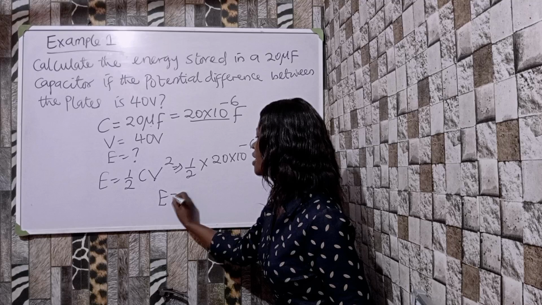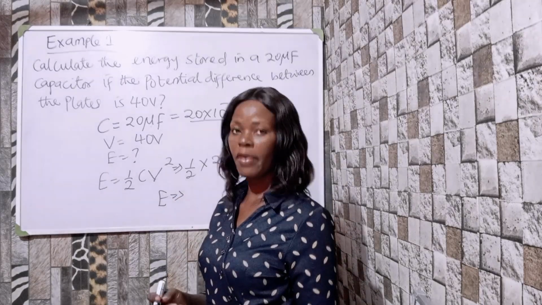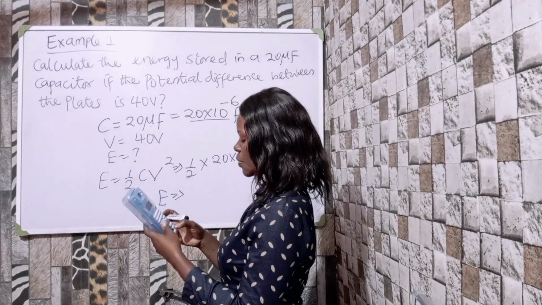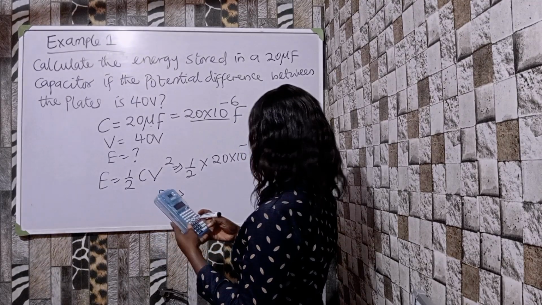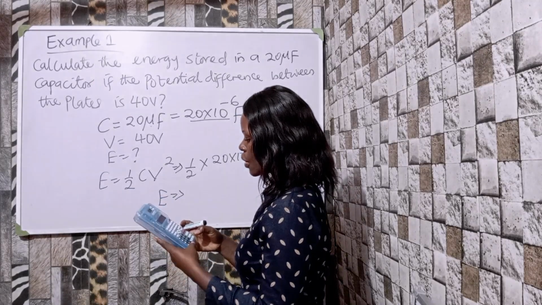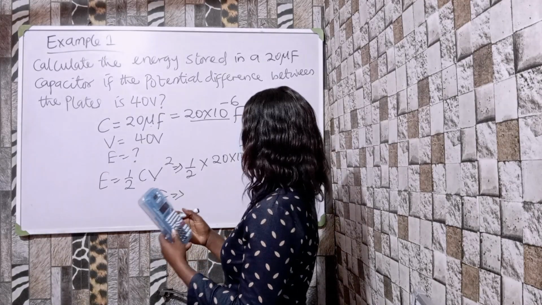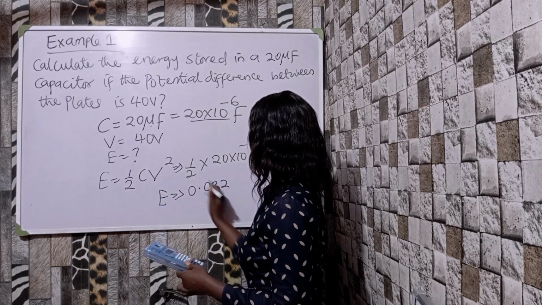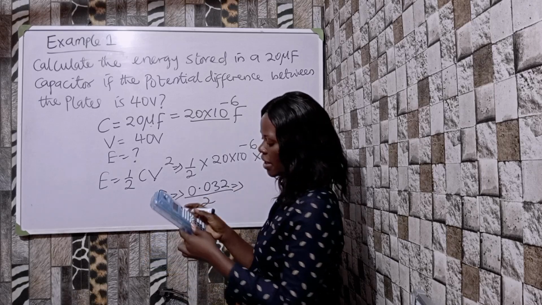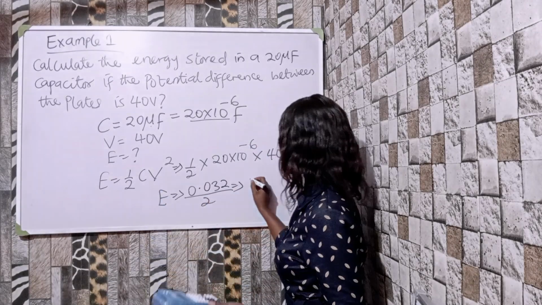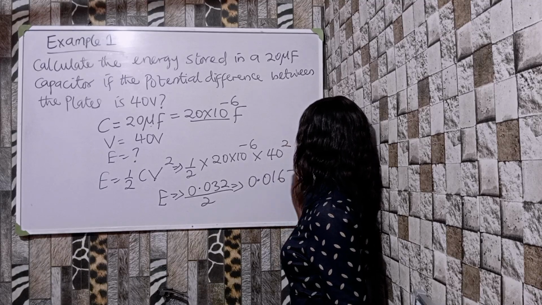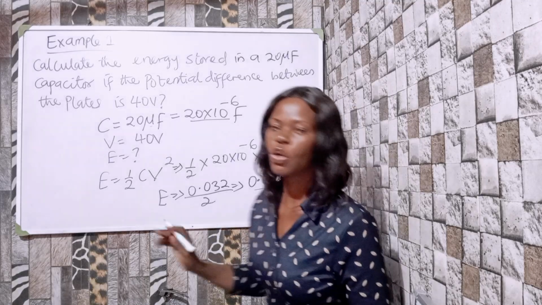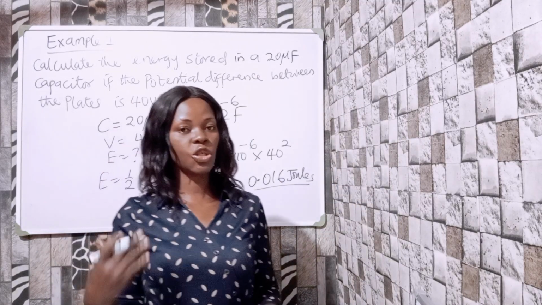So energy is equal to, with the help of our calculator, 20 exponent minus 6 times 40 squared. Okay, I have 0.032. I will now divide by 2. So the answer is 0.016. And know that energy is measured in joules, right? So this is how we can solve a problem on energy stored in a capacitor.